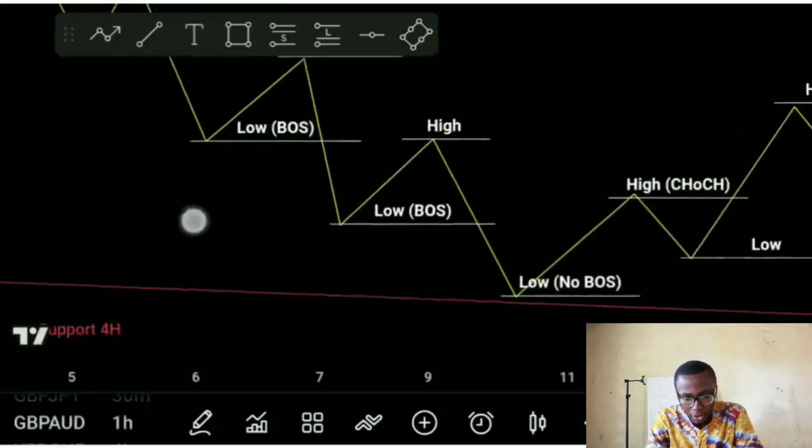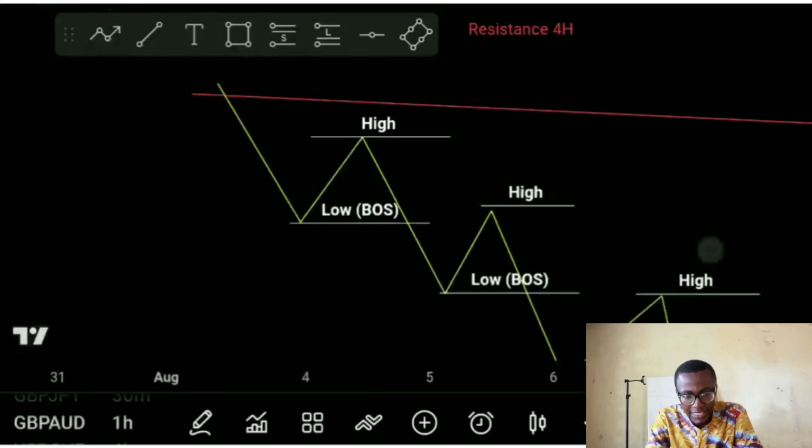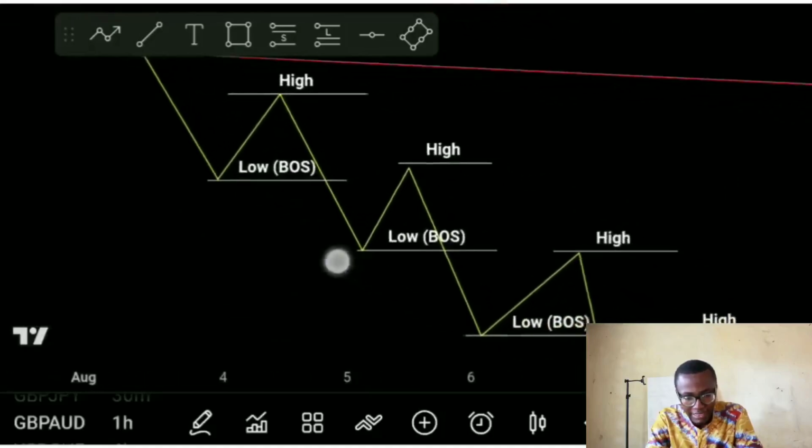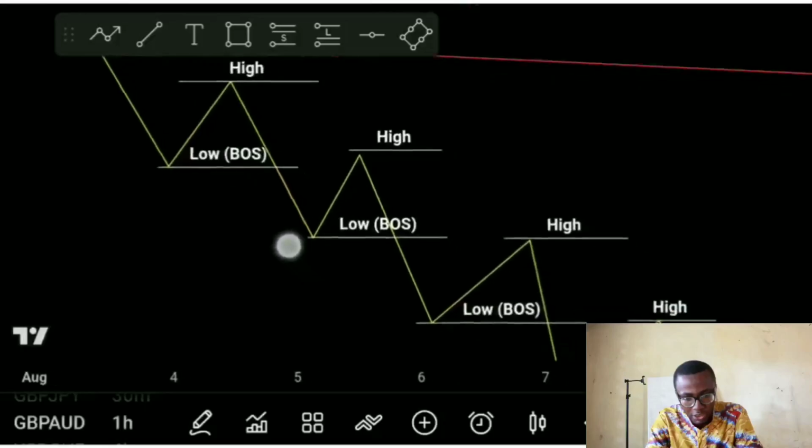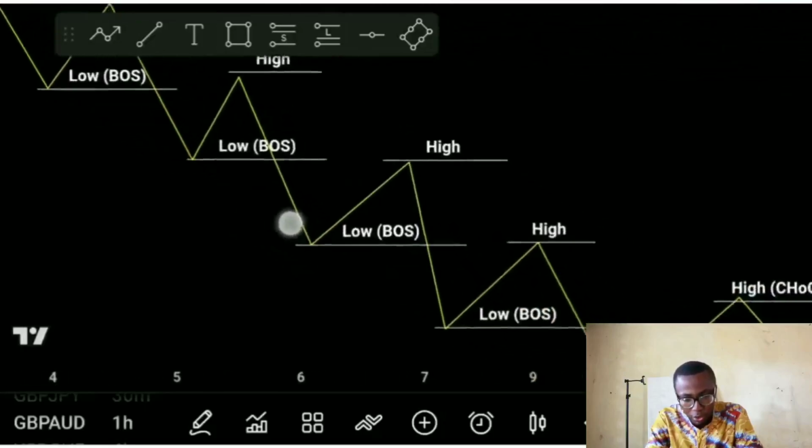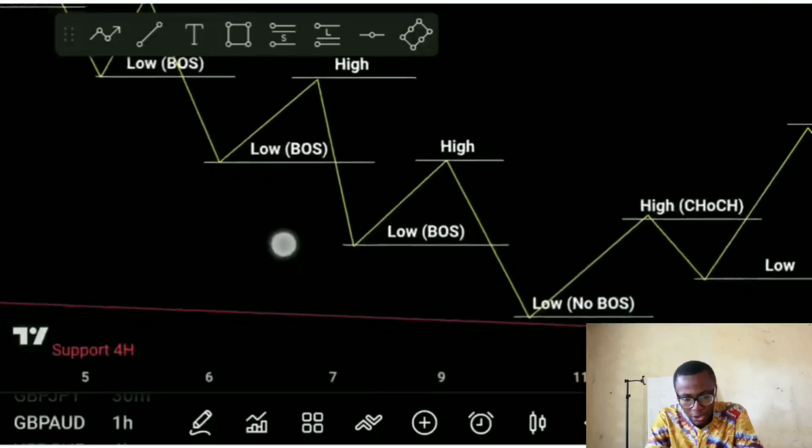Now, it was a downtrend. Look at here. Here is a downtrend. Low, high. The high is getting lower. The low is getting lower. The high is getting lower. The low is getting lower. The high is getting lower. The low is getting lower.